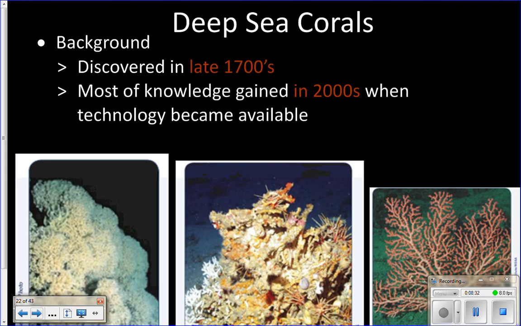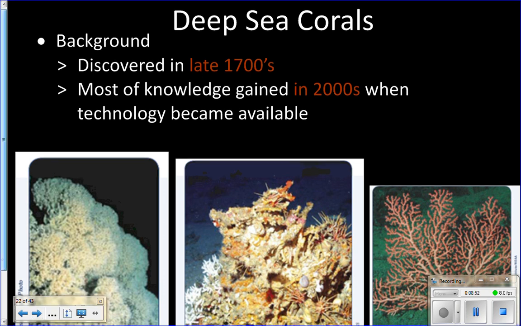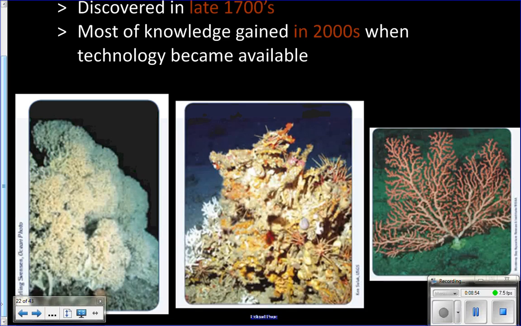Alright. Another habitat that we find down here are deep sea corals. So these corals are going to be very different from your shallow water corals. We discovered them in the 1700s, but we didn't really know much about them until the late 2000s when we actually had the equipment available to go down and study them. There's still a lot we don't know about them because it is hard to go down here. But here are some pictures of types of deep sea corals.